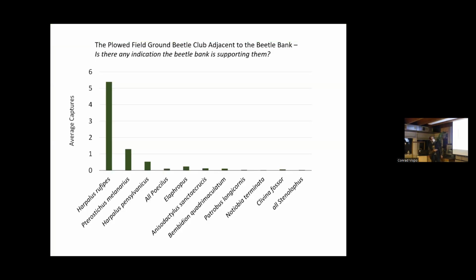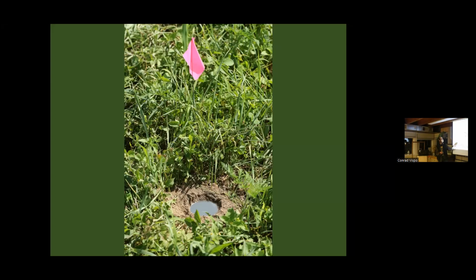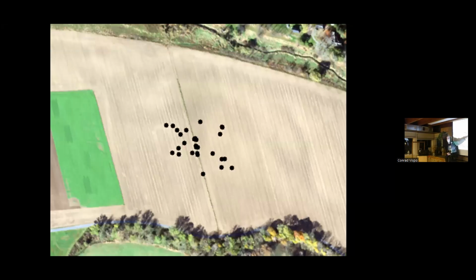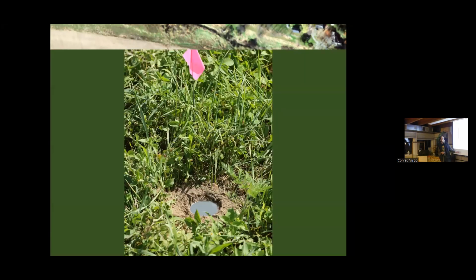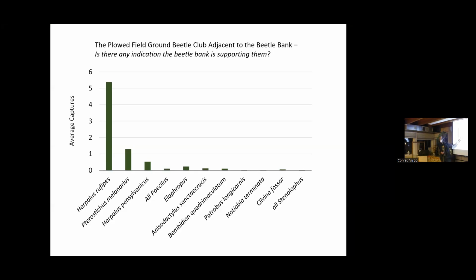So here is what I call the club of plowed ground beetles. In other words, this is the group of ground beetles that we found out here, away from the beetle bank. And the question is going to be, the community that we find along the beetle bank itself, is it similar to this? Is it something different? Is there any indication, again, that there's a source along the beetle bank itself that could be supplying this community?